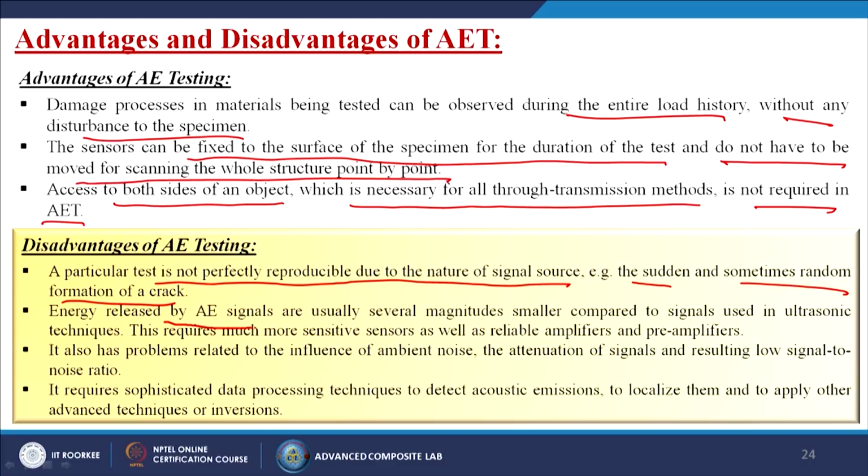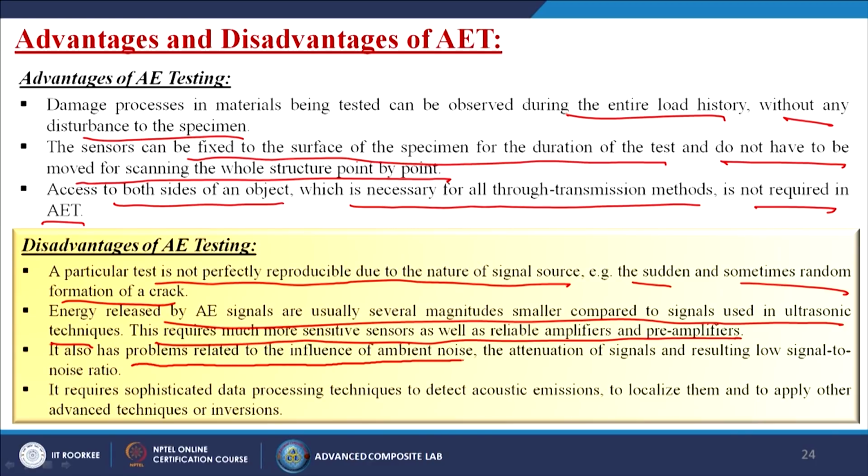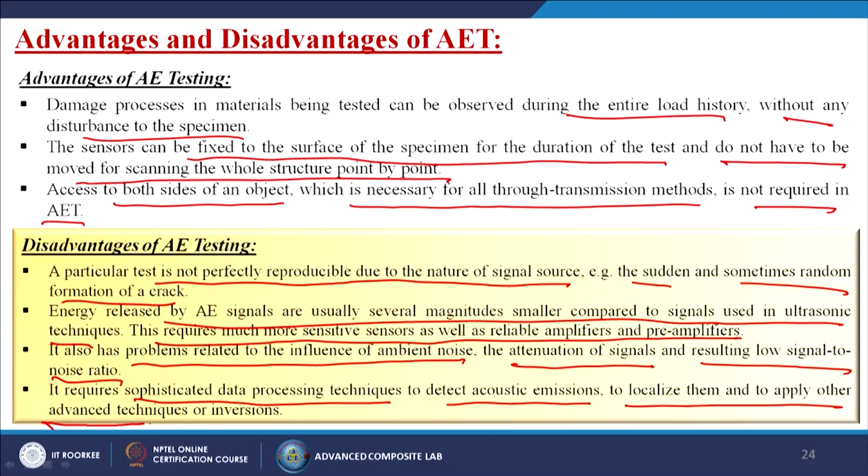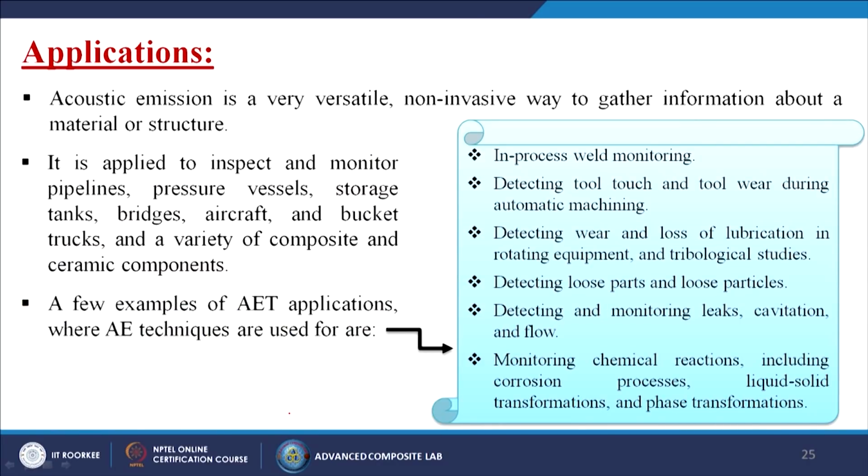Energy released by AE signals is usually several magnitudes smaller compared to signals used in ultrasonic techniques. This requires much more sensitive sensors as well as reliable amplifiers and pre-amplifiers. It also has problems related to the influence of ambient noise, the attenuation of signals and the resulting low signal to noise ratio. It requires sophisticated data processing techniques to detect acoustic emissions, to localize them and to apply other advanced techniques or inversions. What are the applications?